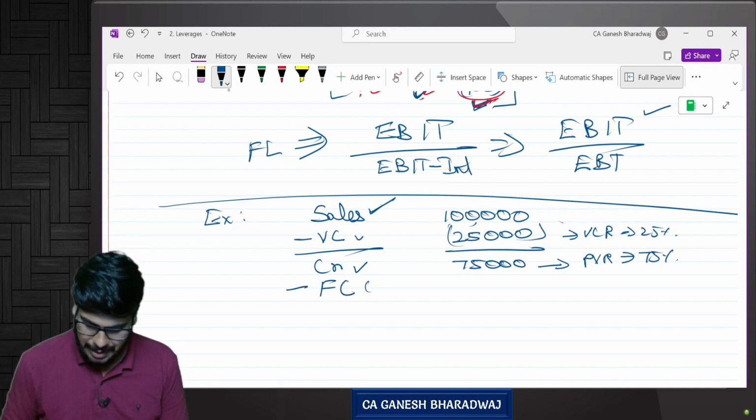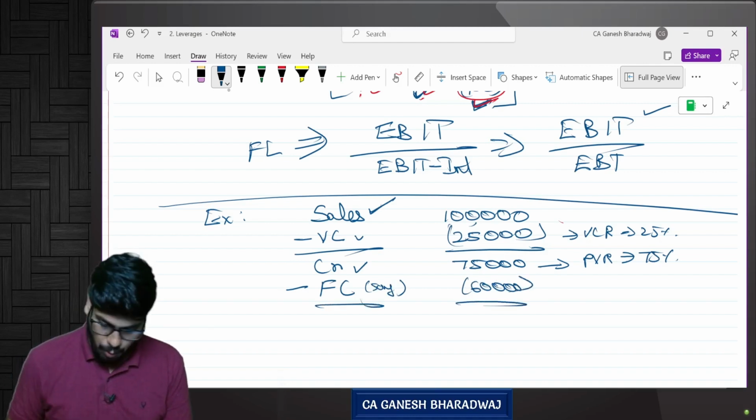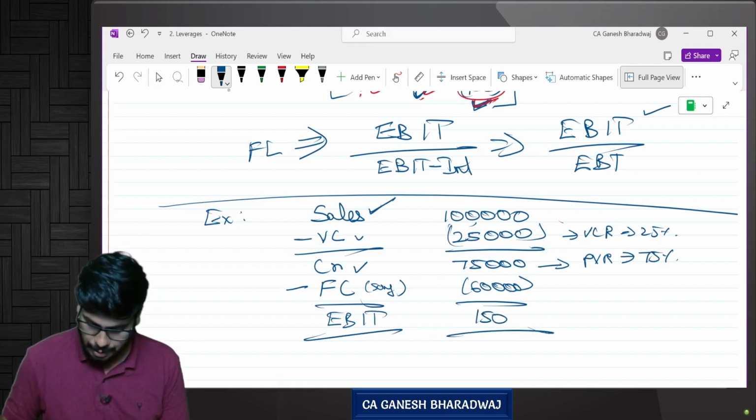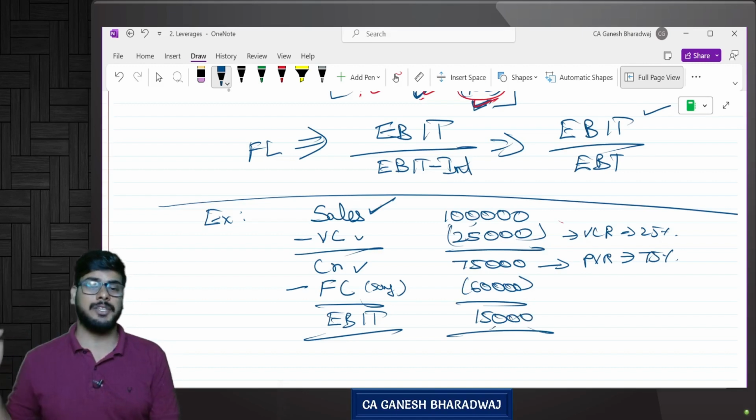Let us say the fixed operating cost is how much? Let's say it's 60,000 rupees, right? Now, what will be your EBIT? Your EBIT is going to be how much? Your EBIT is going to be 15,000. Are you clear with this?